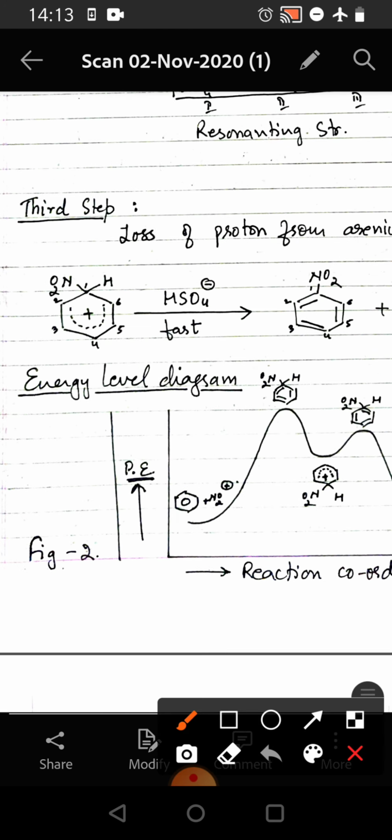In the third step, the proton is lost, that is the bond between carbon and the hydrogen moves back within the benzene ring, and this proton reacts with HSO4 minus to give H2SO4, that is the H2SO4 is acting as a catalyst in this reaction, and nitrobenzene is formed, and the aromaticity, which was interrupted by the addition of the NO2 plus, is again re-established.